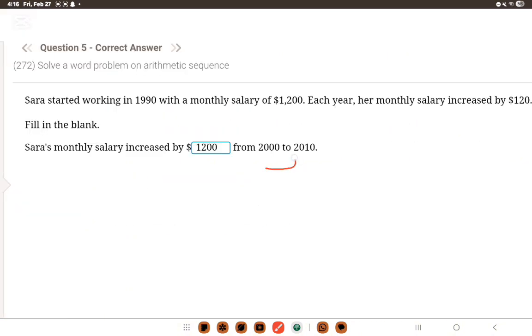That's embarrassing. Anyway, there's a 10-year difference. Now they're saying that it increased by 1200. Simply all you need to do is 1200 divided by 10, so it's going to be 120. That's it.